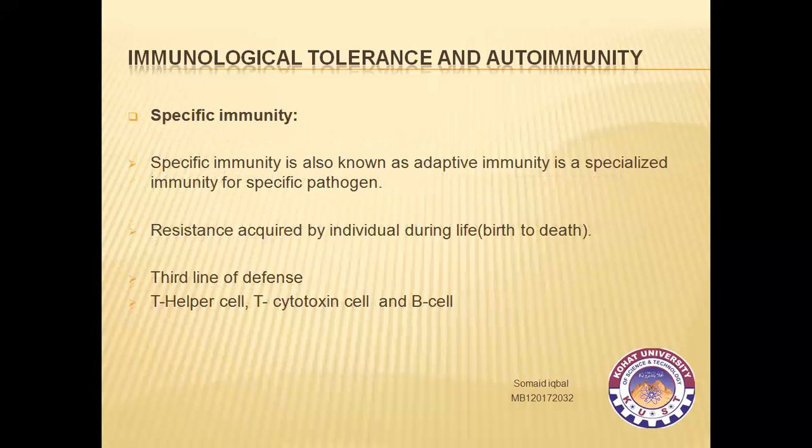Specific immunity, also known as adaptive immunity, is a specialized immunity for specific pathogens. Specific immunity is composed of specialized systemic cells and processes that eliminate pathogens. Resistance is acquired by the individual during life, from birth to death. It includes the third line of defense that consists of T helper cells, T cytotoxic cells, and B cells.